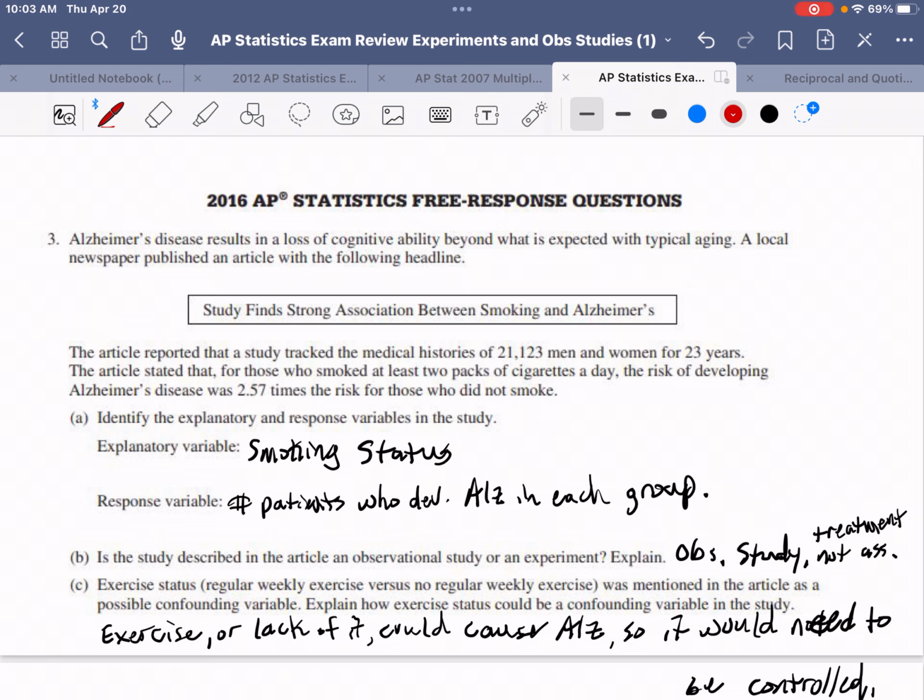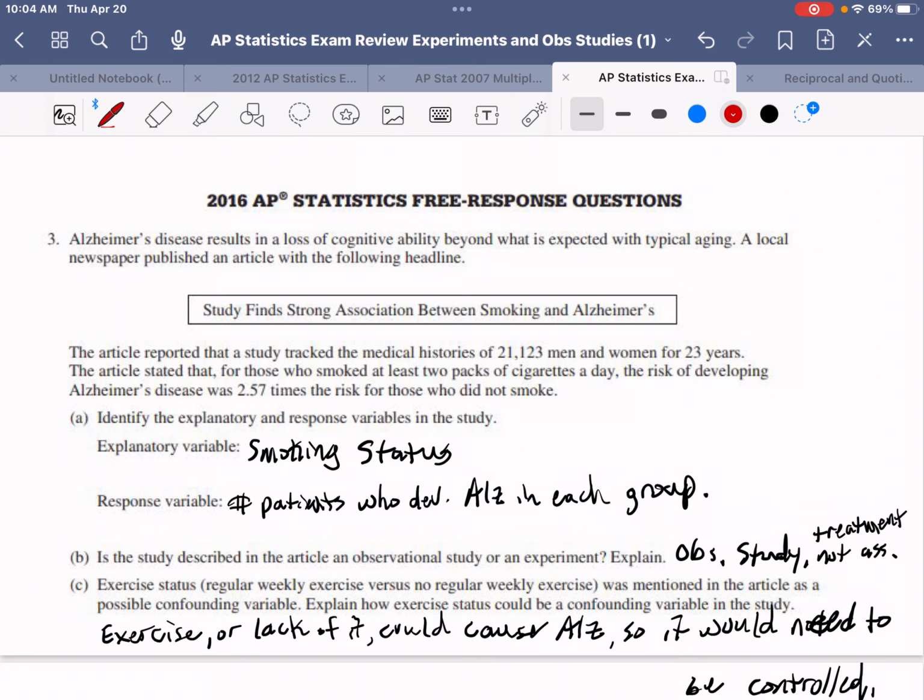Is the study described in the article an observational study or an experiment? It's an observational study. The researchers did not tell these people randomly to smoke and these people to not smoke. No, they already had smokers and non-smokers, and they observed. They did not apply the treatment.